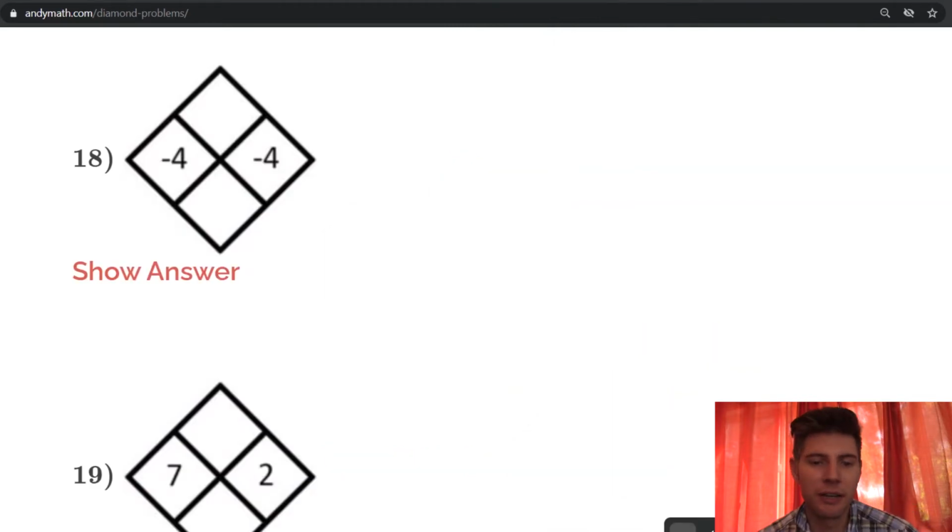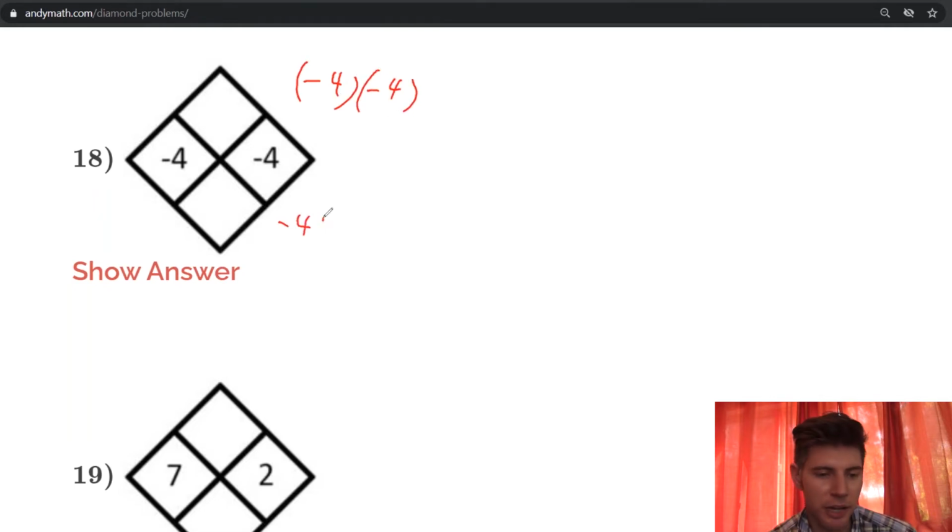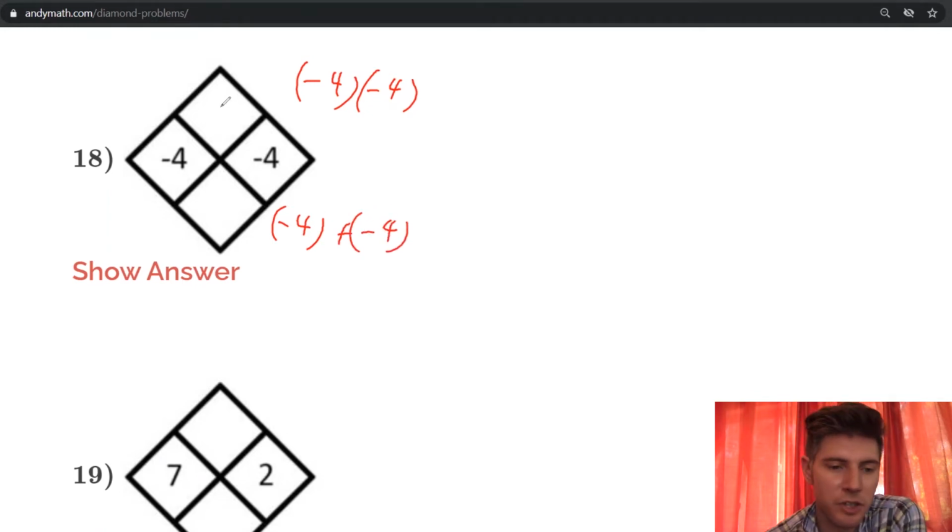So negative 4 and negative 4. So the top, we need to multiply them. So negative 4 times negative 4. And on the bottom, we add them. Negative 4 plus negative 4. Well, negative 4 times negative 4, 4 times 4 is 16. And then a negative times a negative becomes positive. So this is positive right here. And then negative 4 plus negative 4.